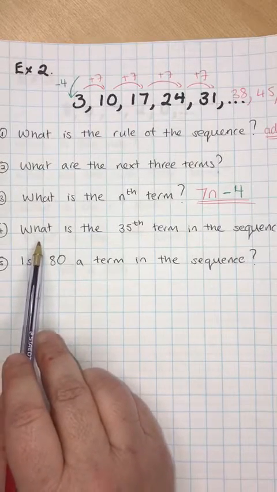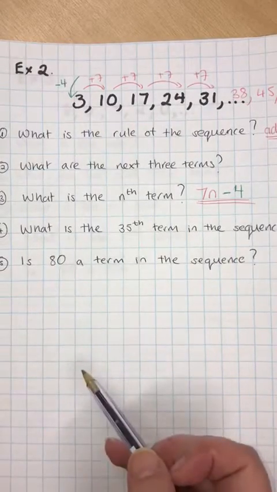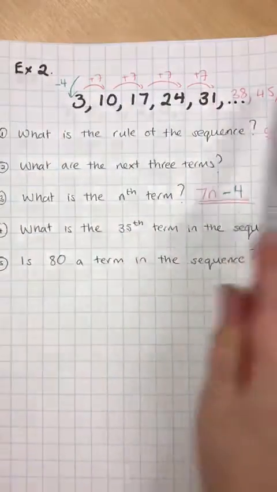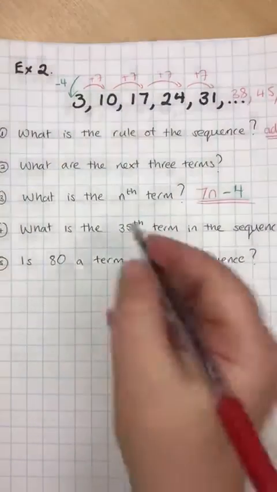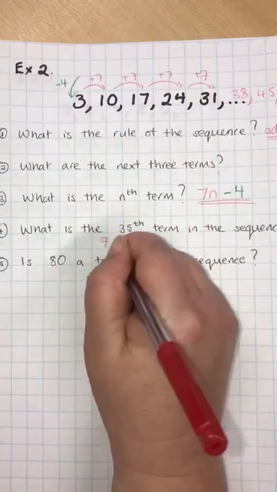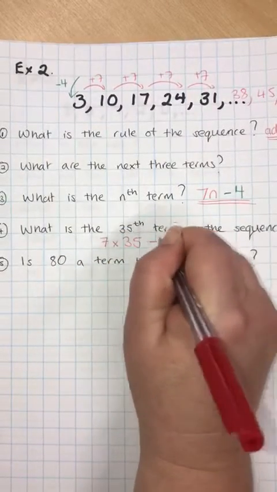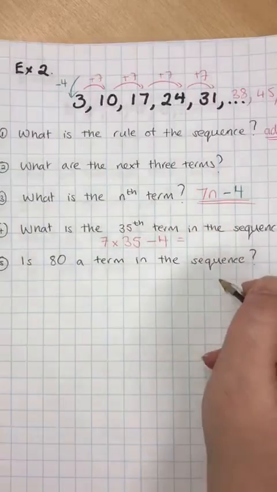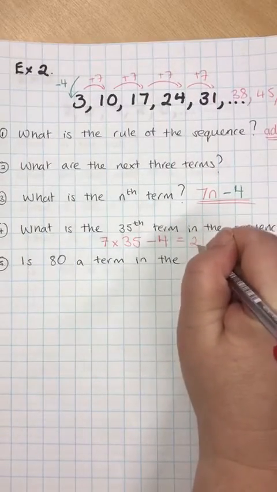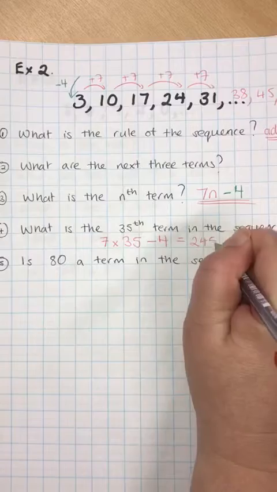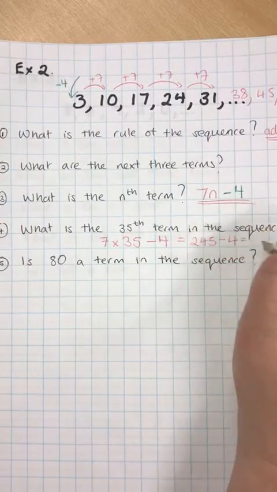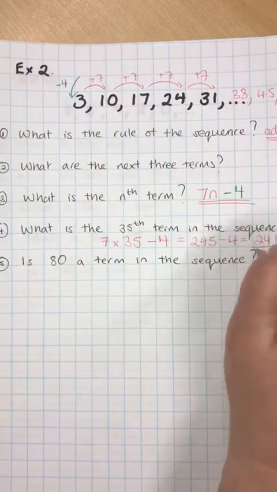My fourth question, what is the 35th term in the sequence? Well, I'm not going to write out 35 terms of the sequence. I'm simply going to replace the n with 35. So 7 times 35, take away 4, gives me 241.